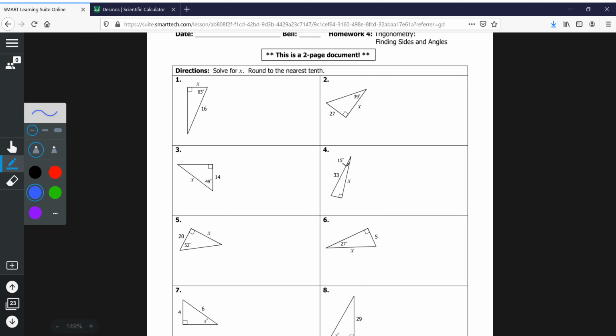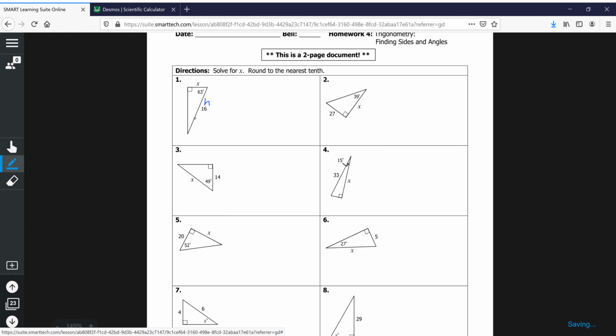What I like to do is label all the sides first. Obviously, this is the hypotenuse, I'll just call it H. This is the opposite, and this is the adjacent. So we need the hypotenuse and the adjacent. If you go over to SOHCAHTOA, which one uses the H and the A? Well, cosine does. So I'm going to take the cosine of 63.